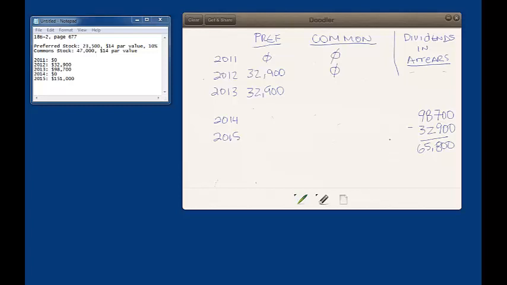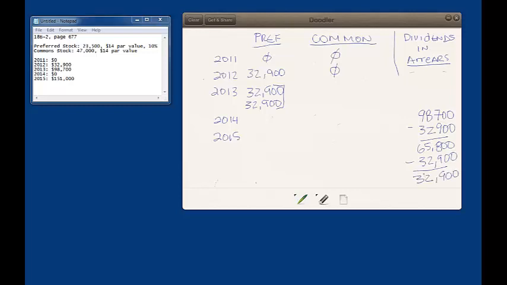Okay, so to allocate this remaining amount here, we go through the steps again. Step 1, the dividends to preferred stockholders is 32,900, in addition to paying the dividends in arrears, so they get a grand total of 65,800 there. So let's take that amount out. How much do we have left? Let's see. We have another 32,900.